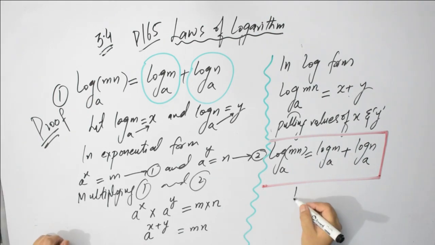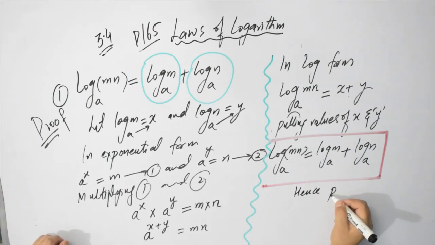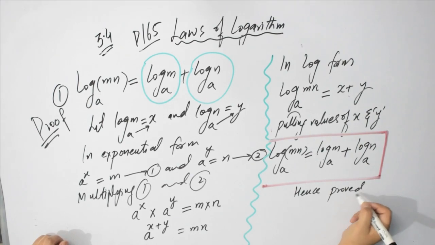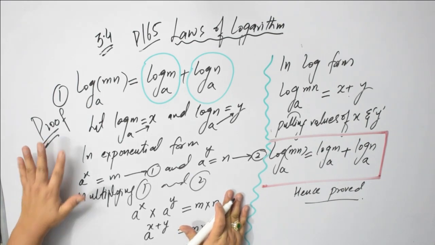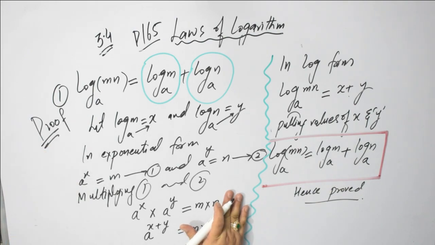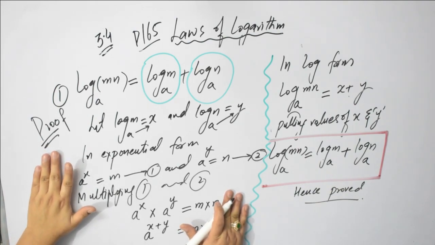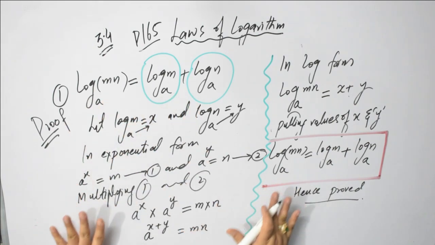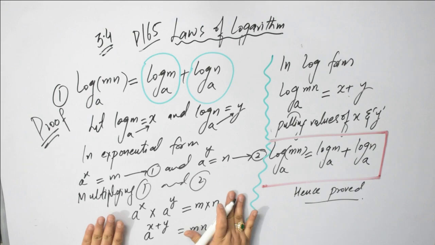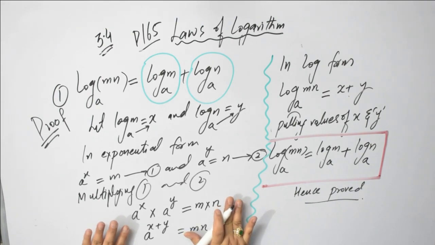यहाँ लिख लें hence proved. So students, this is your proof of first law. First law is about product, के two numbers multiply हो रहे हो तो हम law किस तरह से लेते हैं, ये उसका हमने प्रूफ किया हुआ है. आई होप आपको ये क्लियर हो गया होगा इसका प्रूफ.